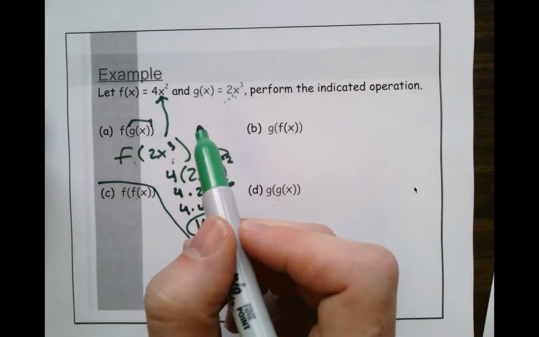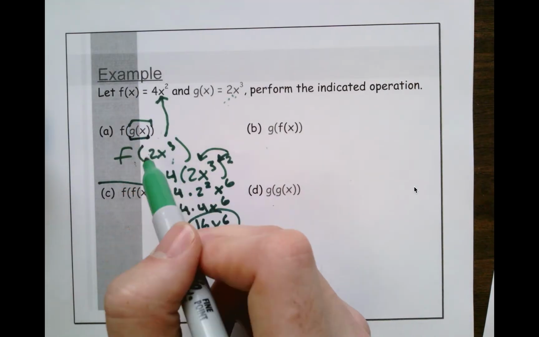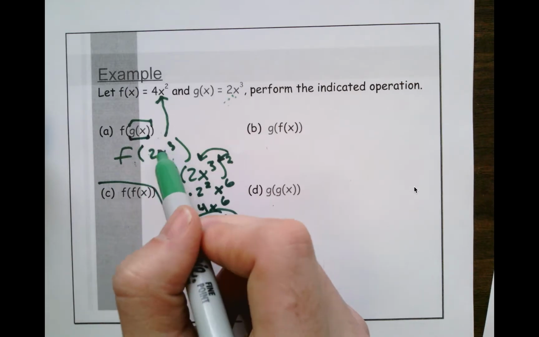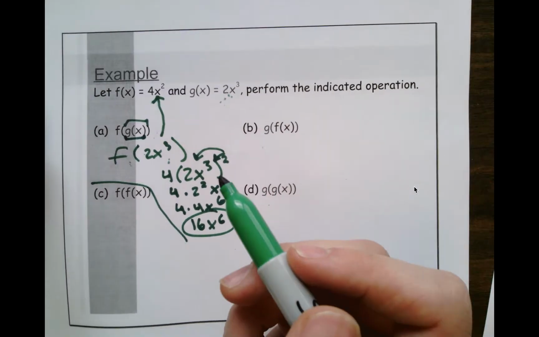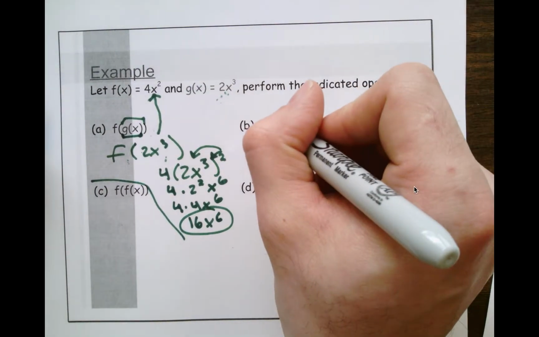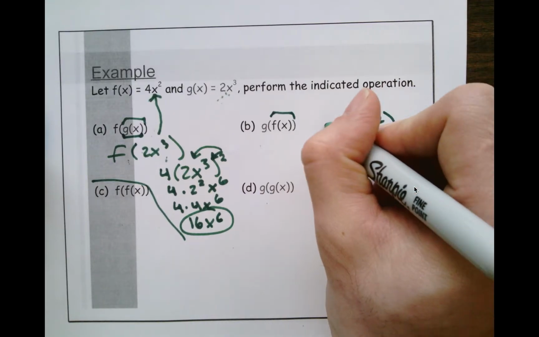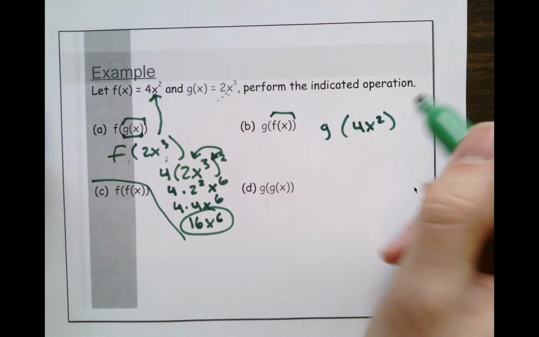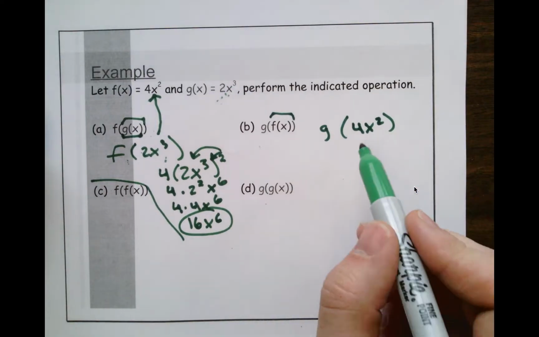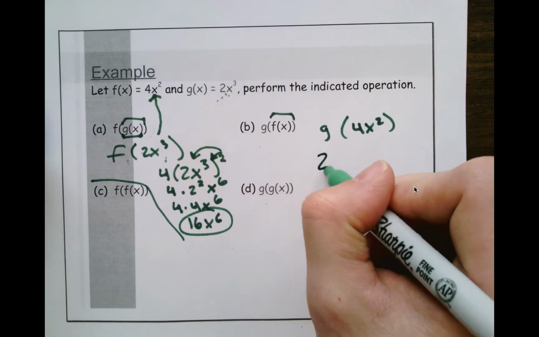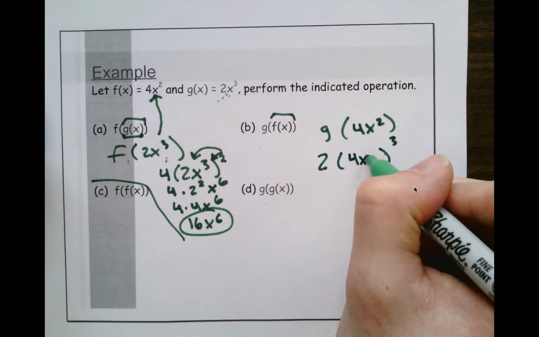Again, you took g of x, you substituted it in for this, 2x cubed, and now we're taking that and plugging it into f. Same idea here, g of f of x. Let's start with what f of x is. F of x is 4x squared, and I'm plugging that into the function g. When I plug it into g, I'm plugging it in for x. So anywhere that I see an x, I'm substituting in 4x squared. I write 2 cubed, and instead of x, I'm going to write 4x squared.